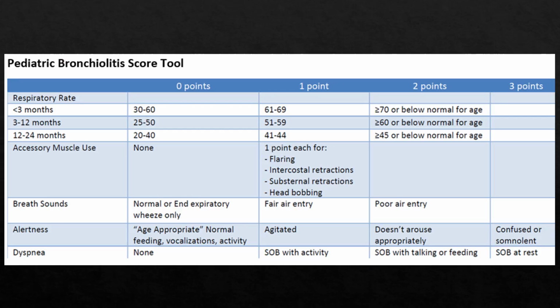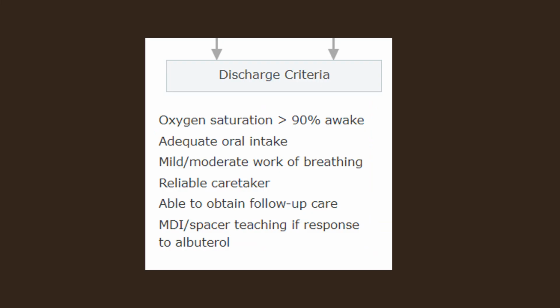This is the scoring tool that we use in the hospital to help us decide how to treat and who needs to come in and who can be allowed to go home. And it's based on their age and their accessory muscle use, what their lung sounds are, how alert they are, and how dyspneic they are. And we use a scoring system to determine what our treatment strategy is going to be.